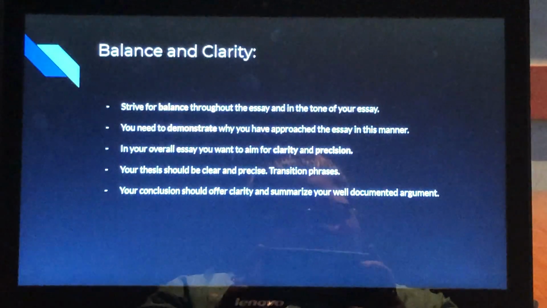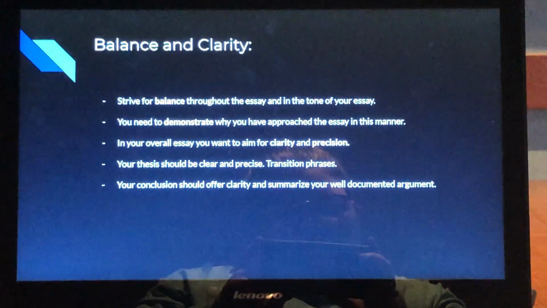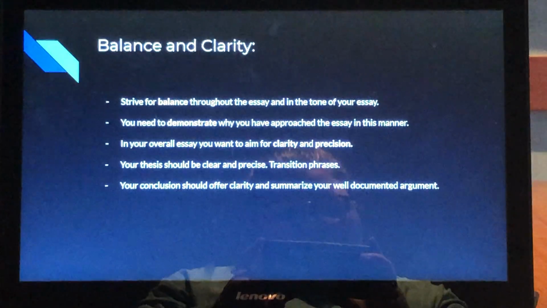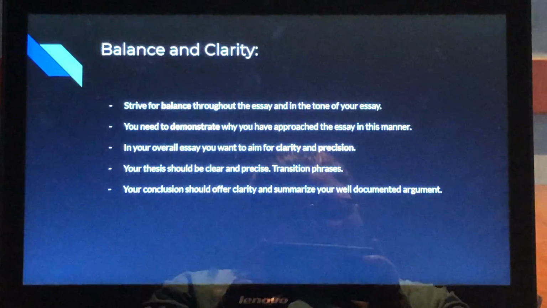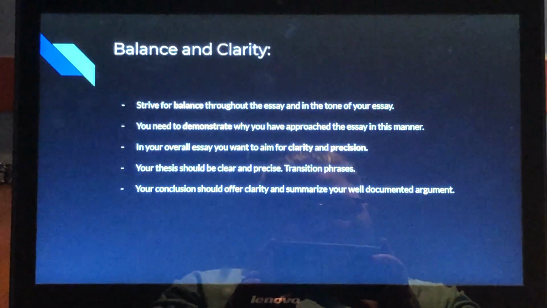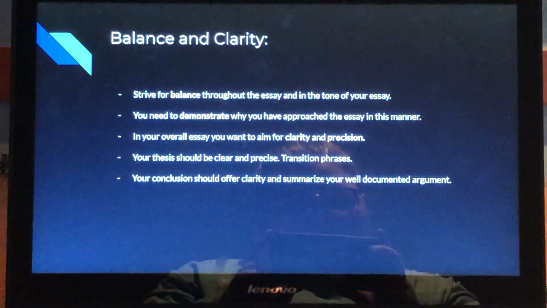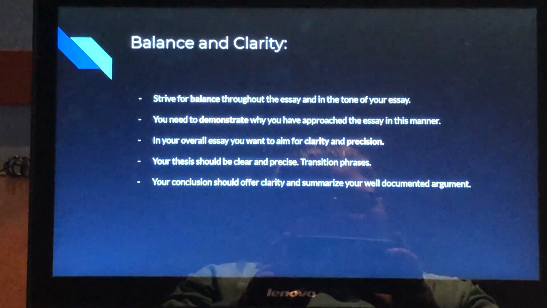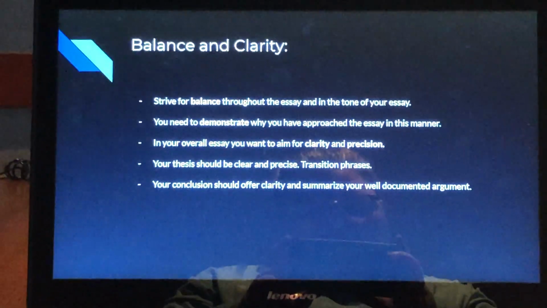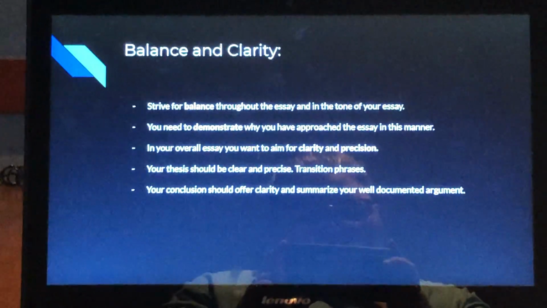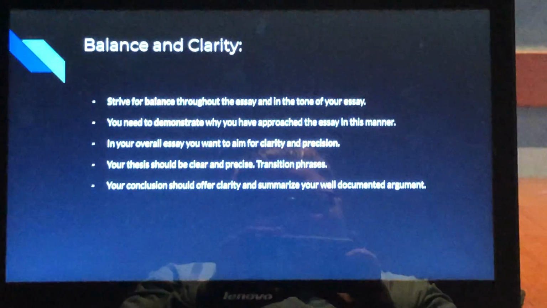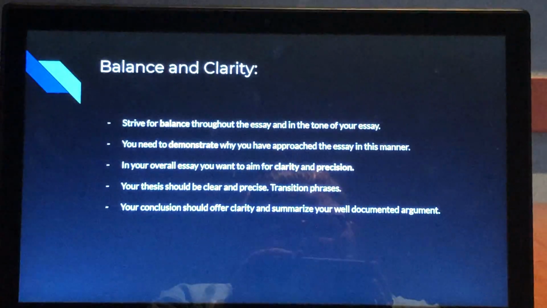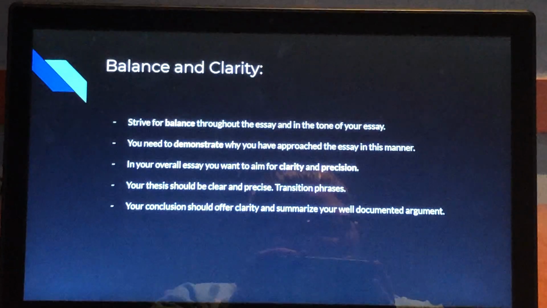In your overall essay, you want to aim for clarity and precision, and the main two places that you will do that are in your thesis and in your conclusion. Your thesis should be clear and precise, and one way to have a clear and precise thesis is to use transition phrases. Some transition phrases might be on the one hand, on the other hand, just as, similar to, whereas, alternatively. Those are just some ideas you can use in your thesis to keep it clear and precise.